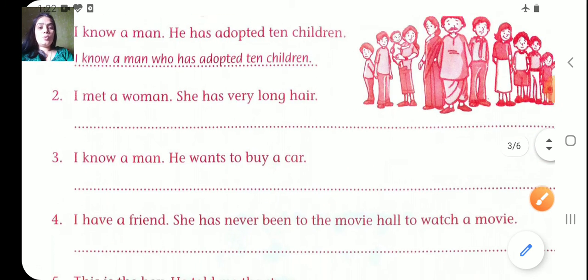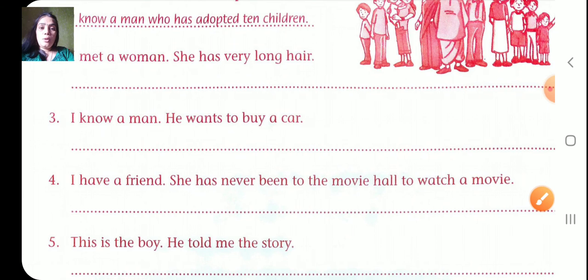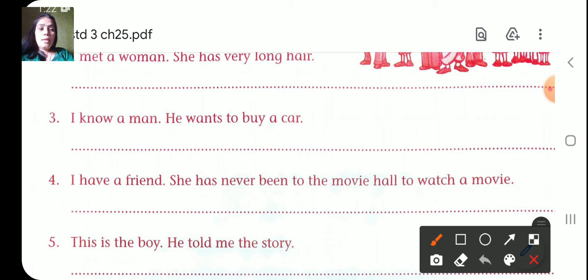Yes. So number three, I know a man. He wants to buy a car. I know a man who wants to buy a car. Number four, I have a friend. She has never been to the movie hall to watch a movie. So I have a friend who has never been to the movie hall to watch a movie.